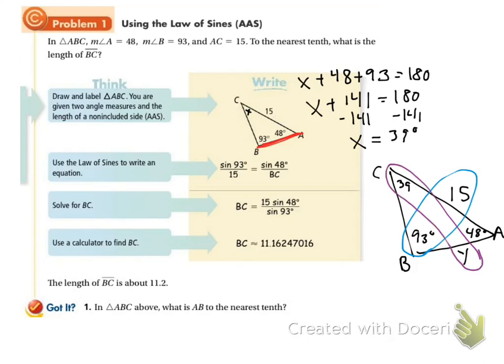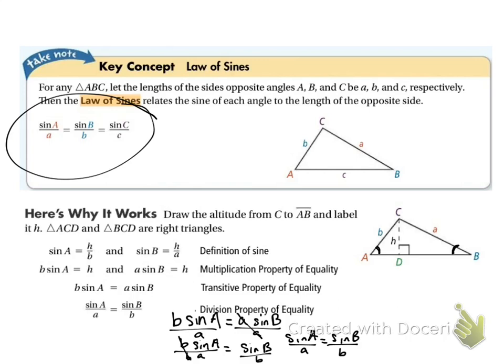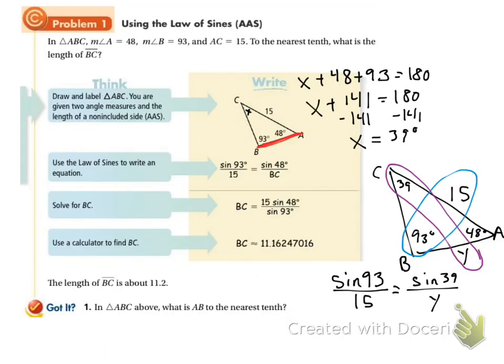So now I need to say the sine of 93 over the side, 15, equals the sine of 39 over y. You only need two. Over here, it uses A, B, and C, but you don't have to use all three of them. You only need two of these. They're just showing you that all three are, in fact, equal.